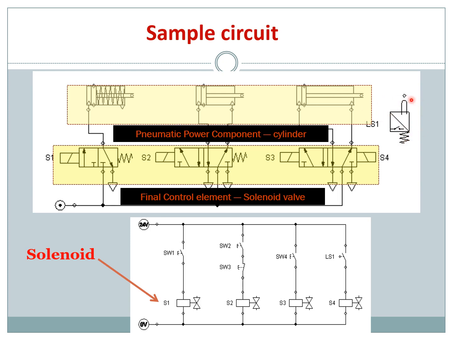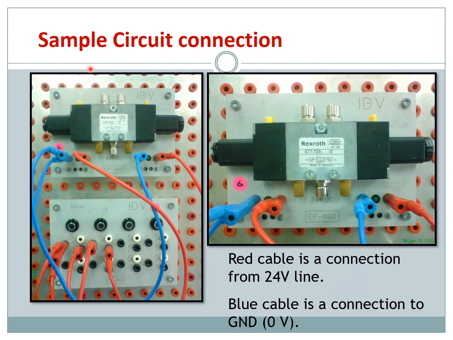So when it extends, it will hit this LS1. So LS1 is activated, so it will be connected, and solenoid 4 will be activated, magnetized. So it will switch state since the input is given here, and it will start to move back. Okay, so this is a simple electropneumatic circuit. Okay, so this is the connection, normally how we are doing.